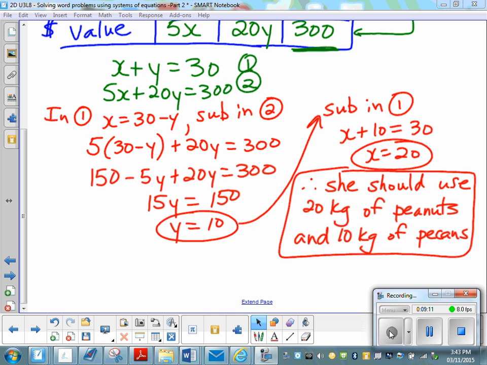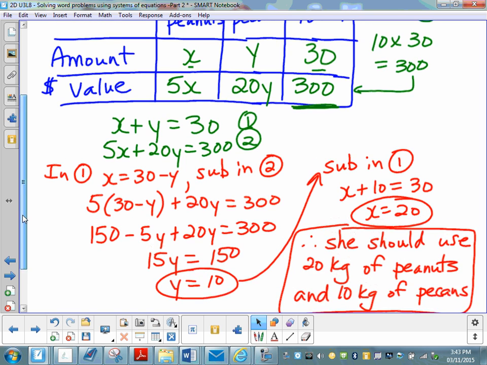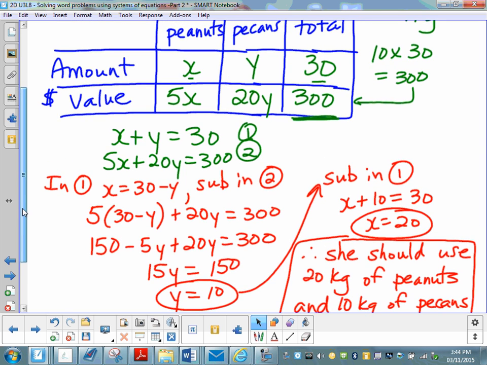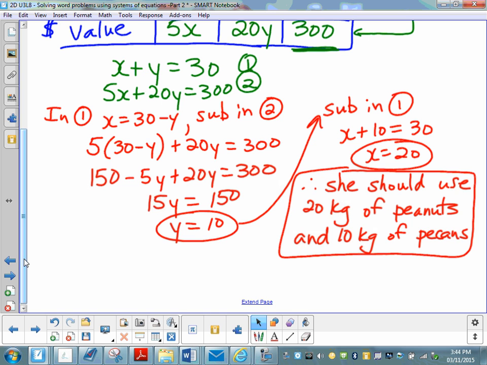So here's the solution that I came up with. I found y was equal to 10 and x was equal to 20. Remember to look back up above so you know which variable represents which thing. So x is the peanuts, y is the pecans. So that means she should use 20 kilograms of peanuts and 10 kilograms of pecans.